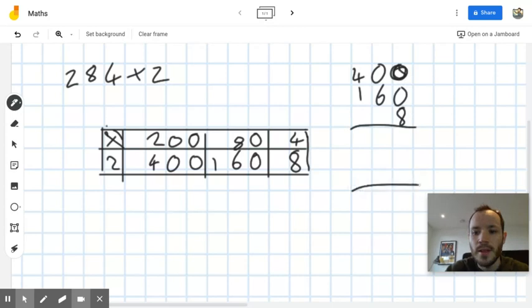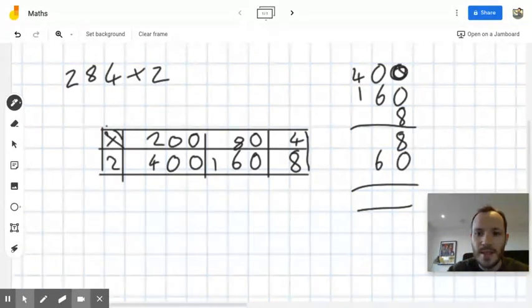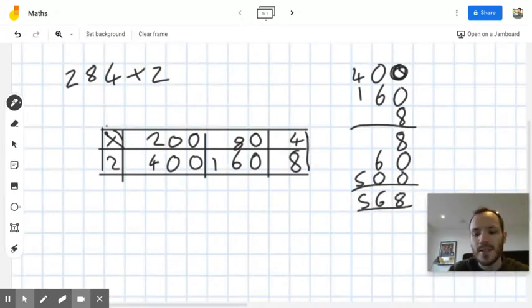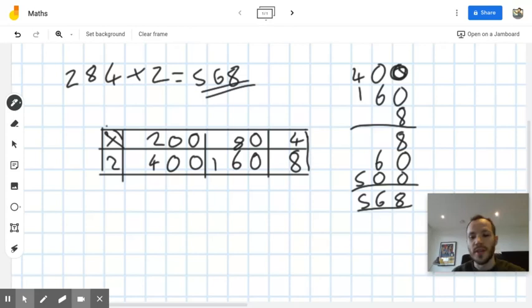I'll leave 3 lines. First, I'm going to add the ones. 0 plus 0 plus 8 equals 8. 0 plus 6 equals 6 tens. 400 plus 100 equals 500. And then the answer is 568. So that's how to do multiplication.